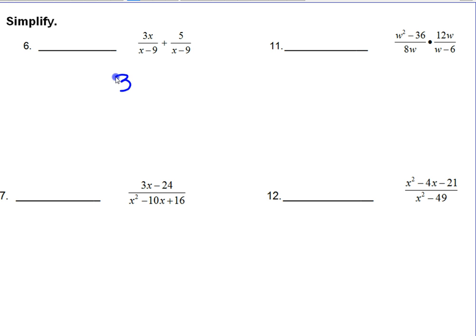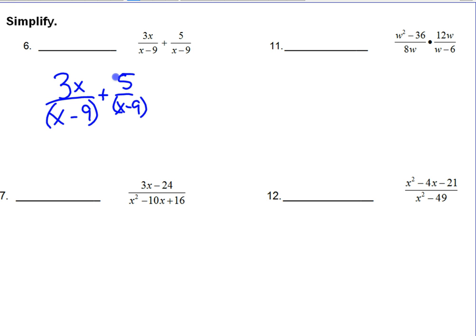So what if instead of this problem, I said to you, you need to add 3 over 7 plus 5 over 7. You would tell me the answer is 8 over 7, hopefully. Because when you have a common denominator, you can just add the numerators. Well, this problem is very similar to that problem, except my numerator is just a little bit more complicated. I really have 3x over x minus 9, and I'm adding it to 5 over x minus 9.